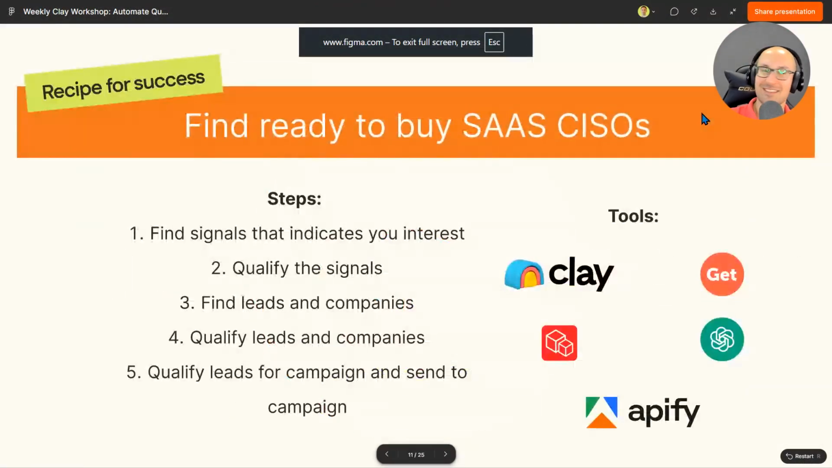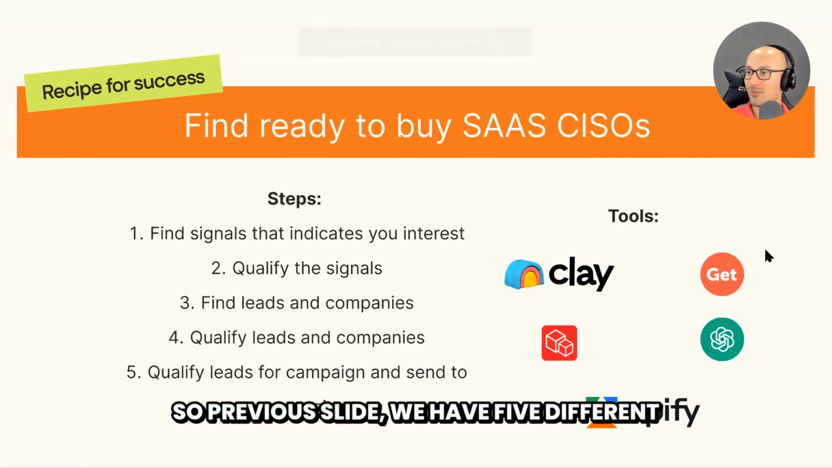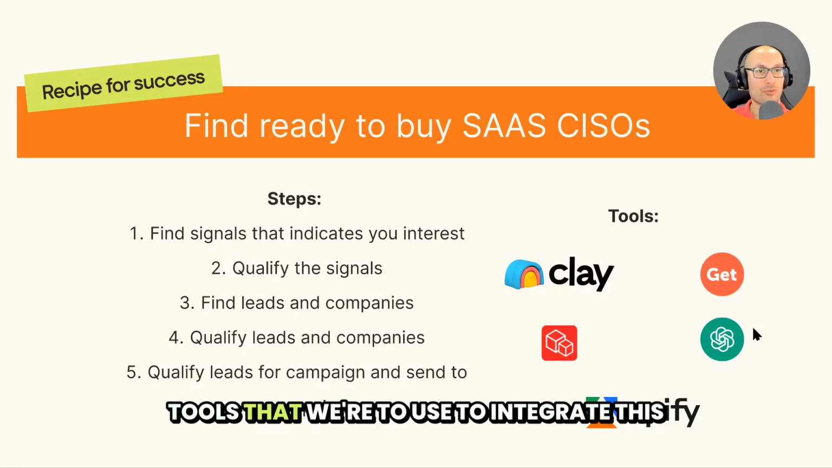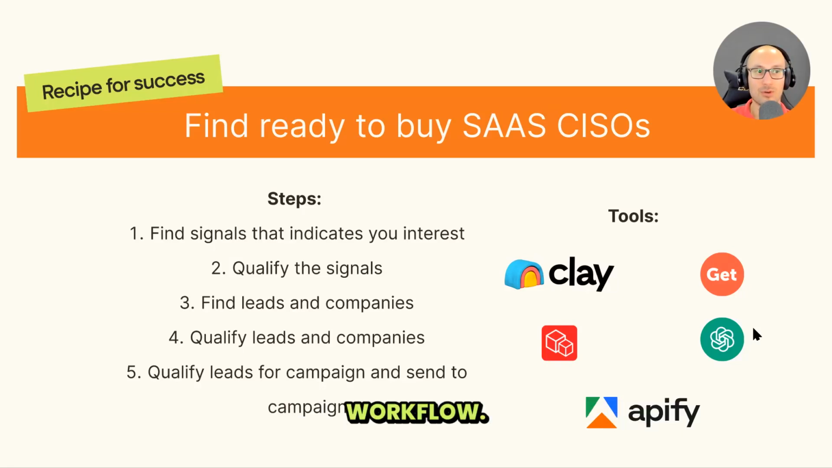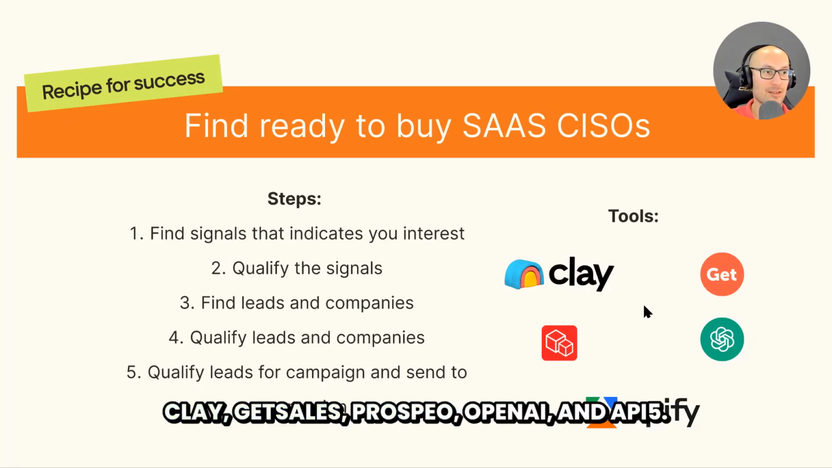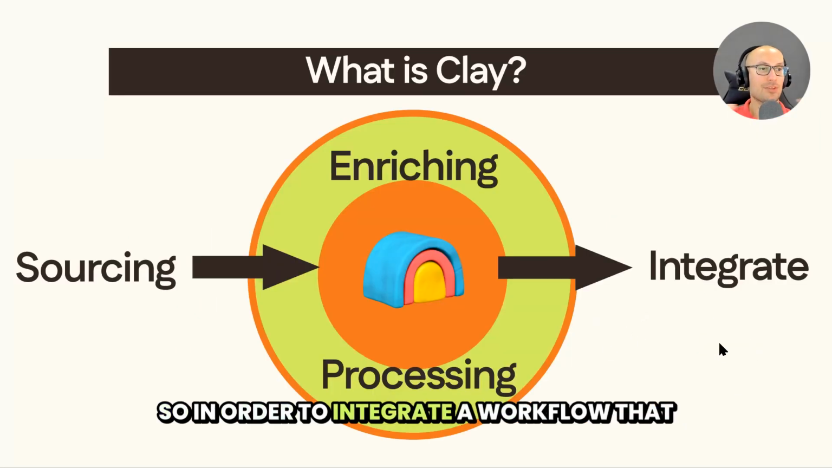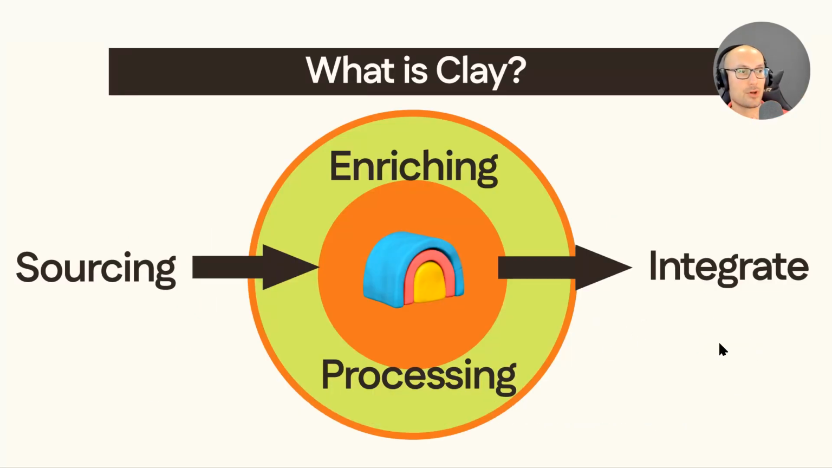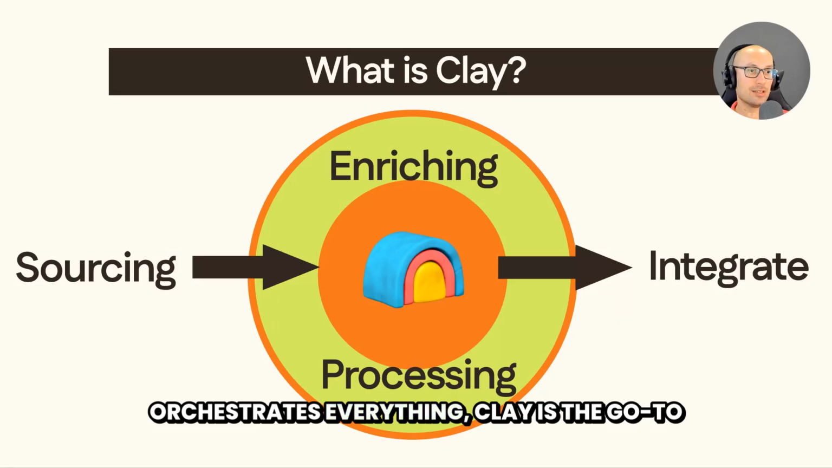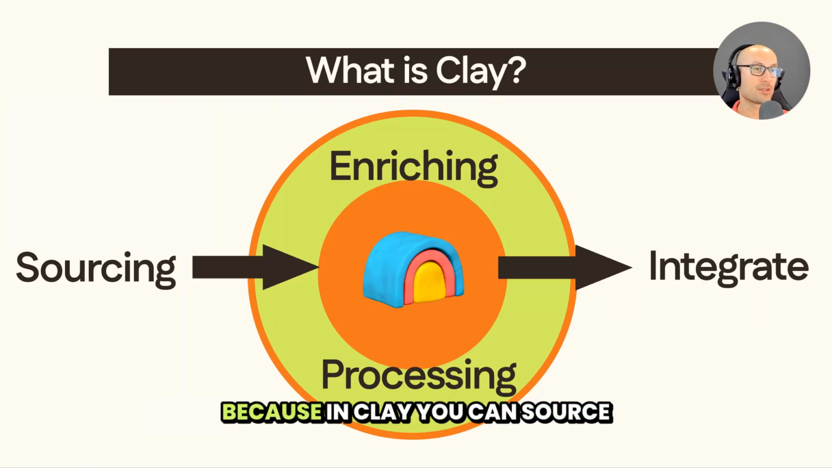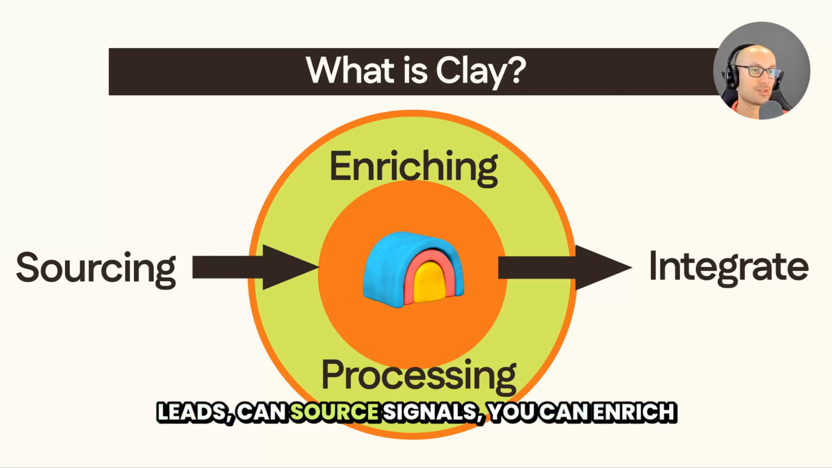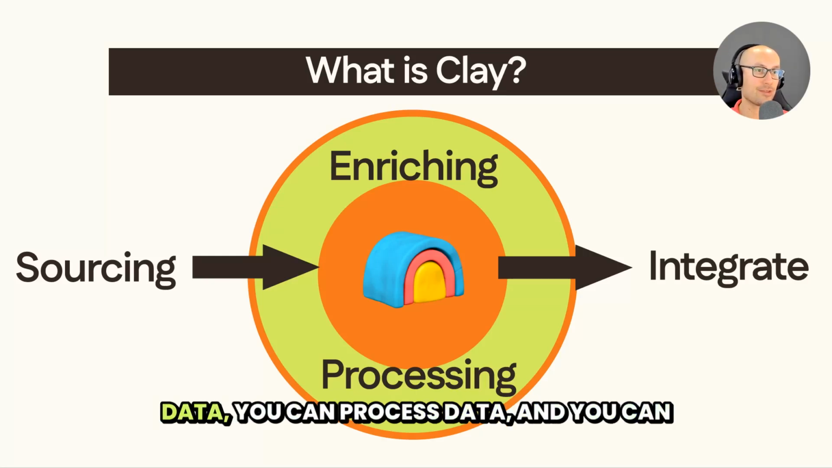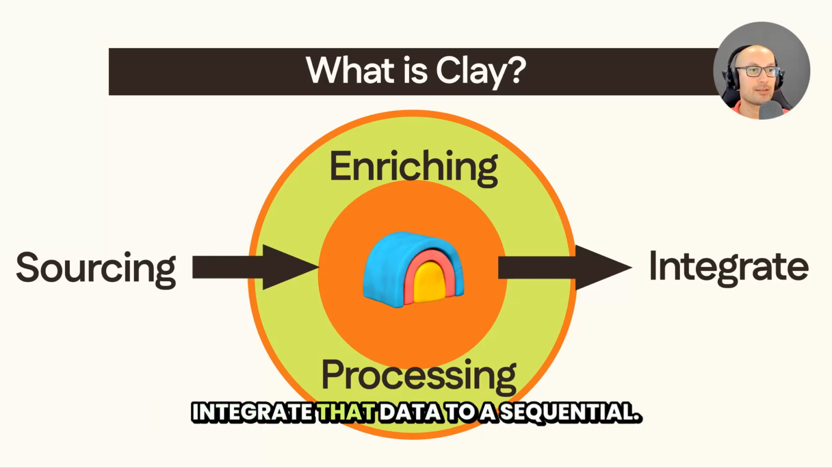So in the previous slide, we have 5 different tools that we're going to use to integrate this workflow: Clay, GetSales, Prospio, OpenAI, and Apify. In order to integrate a workflow that orchestrates everything, Clay is the go-to, because in Clay you can source leads, you can source signals, you can enrich data, you can process data, and you can integrate that data to a sequence tool.